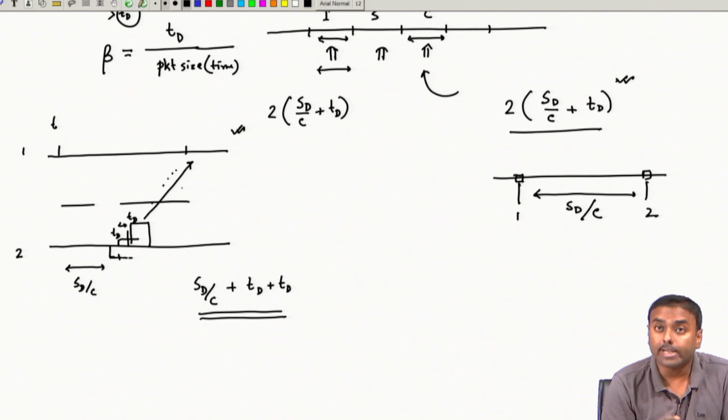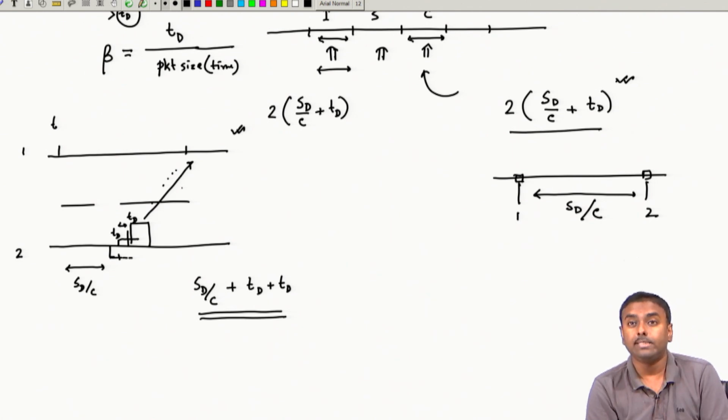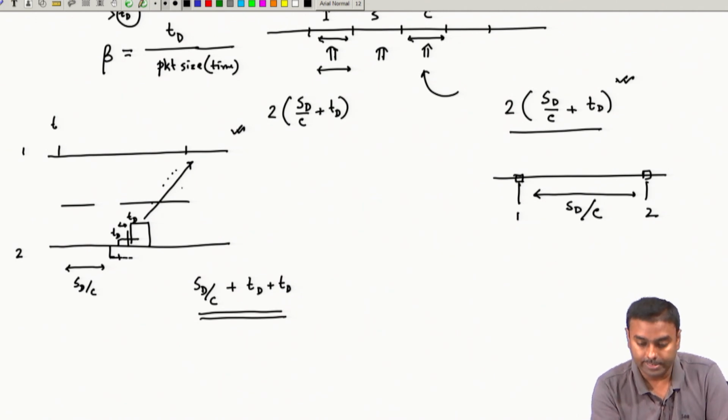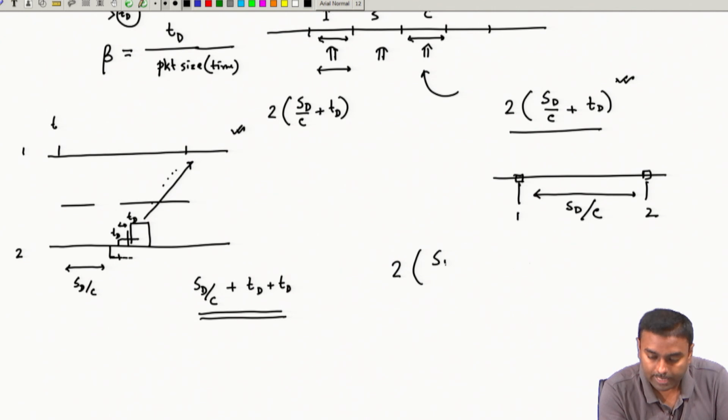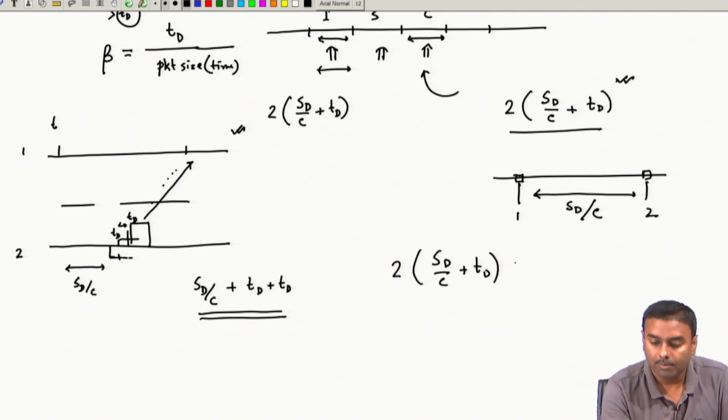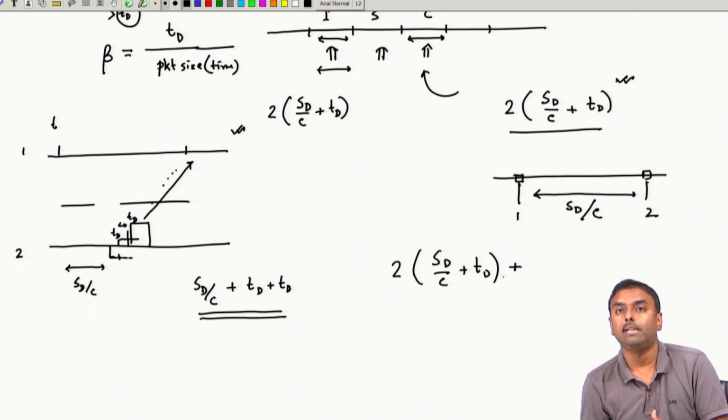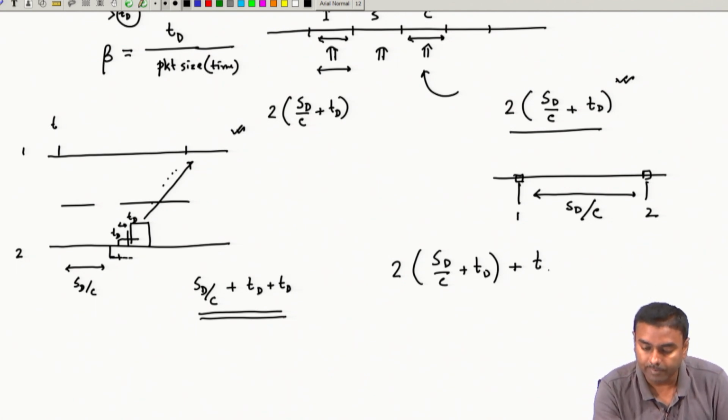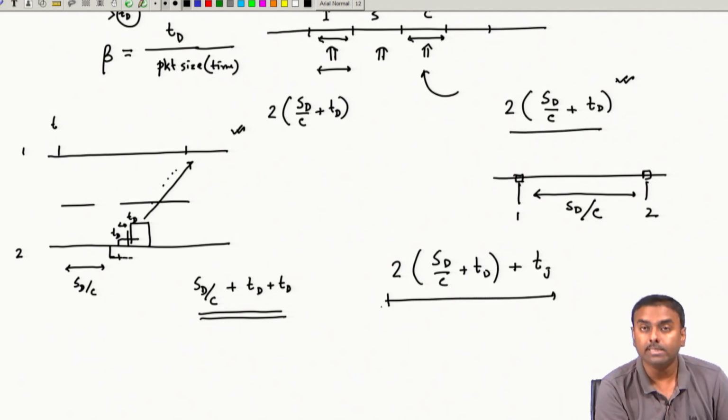Whatever happens, this collision detection added with a jamming signal will always take this 2 into SD by C plus TD amount of time, plus whatever time is required for the jamming signal transmitted. So, this amount of time is the collision time.